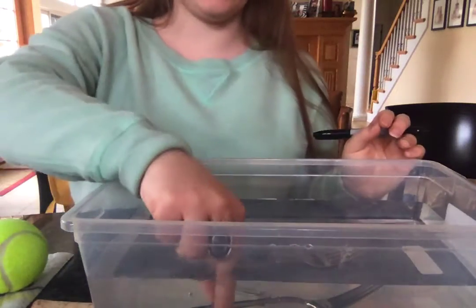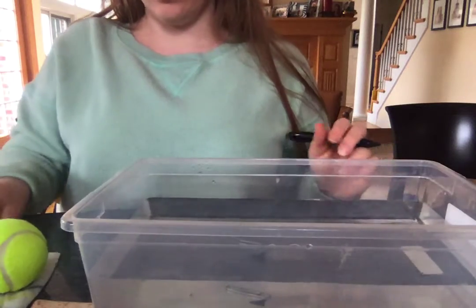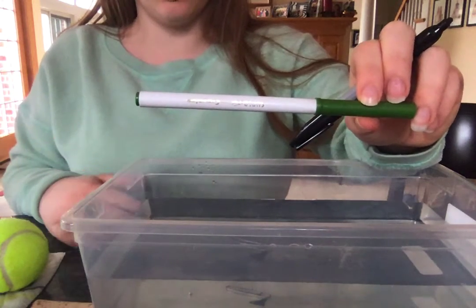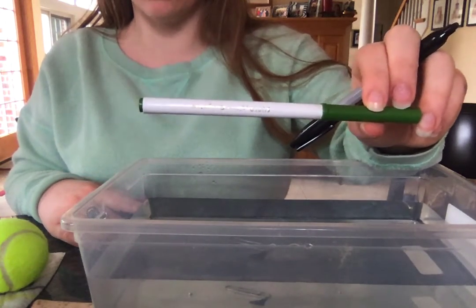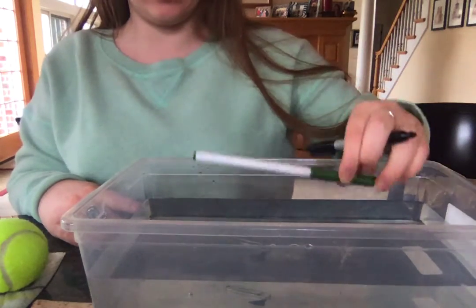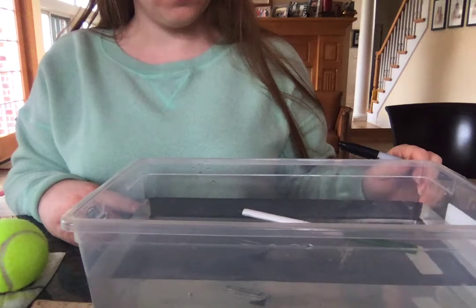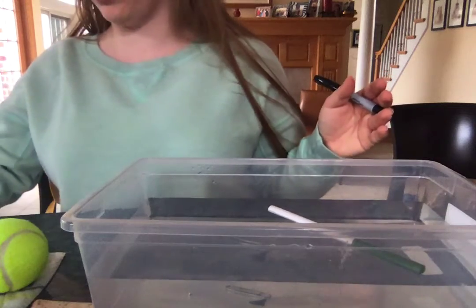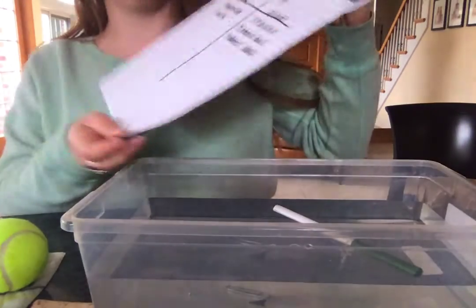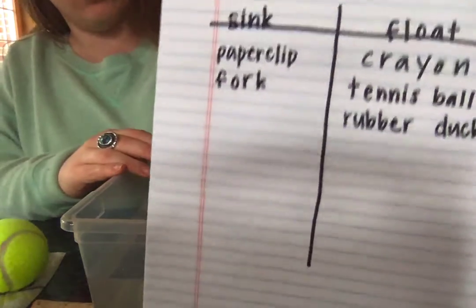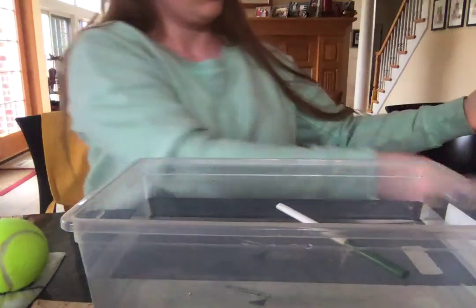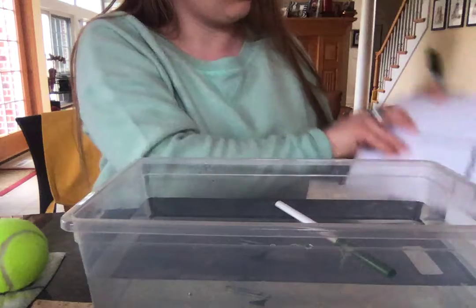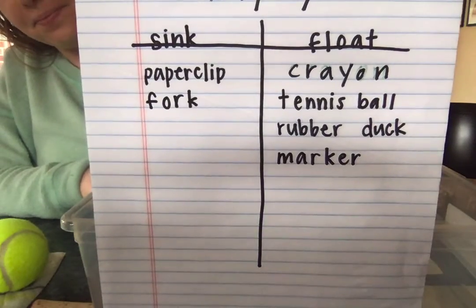All right, our next object that we have is a marker. We're going to make predictions if we think our marker is going to sink or it's going to float. I think the marker might float, but I'm not sure. Let's test it. The marker is floating. My prediction was correct. That's okay if our predictions were not correct. Remember, we're just guessing at what we think might happen. So under float, we're going to write marker. Marker is M-A-R-K-E-R. There's marker.